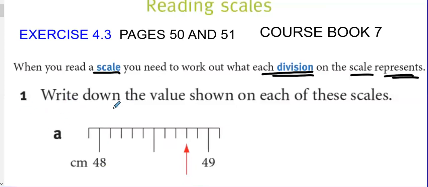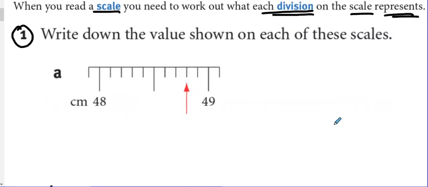For example, we have question number 1. My students were supposed to write down the value shown on each of these scales. The value shown here is this arrow here. The students were supposed to read: this arrow is pointing to which value? Now, in order for you to read which value this arrow points to, you need to find what each division represents.